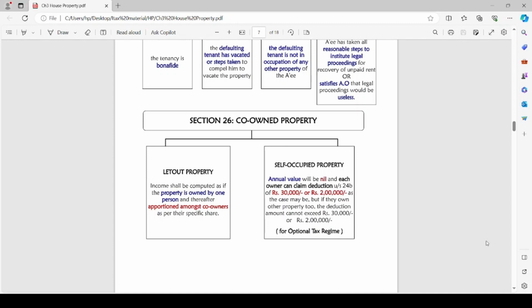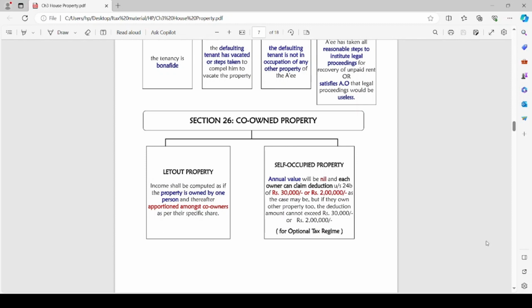For co-owned property, if it is self-occupied property, under section 115BAC, we cannot claim 24B deduction. It is clear. But if it is self-occupied property, co-owned by more than one person, and they are paying tax under optional tax regime, let us take a case where A and B are co-owners of a property. Here, A can individually claim deduction under 24B. He can claim maximum up to 30,000 in respect of RRR. And maximum 2 lakh deduction can be claimed by A in case of acquisition or construction.